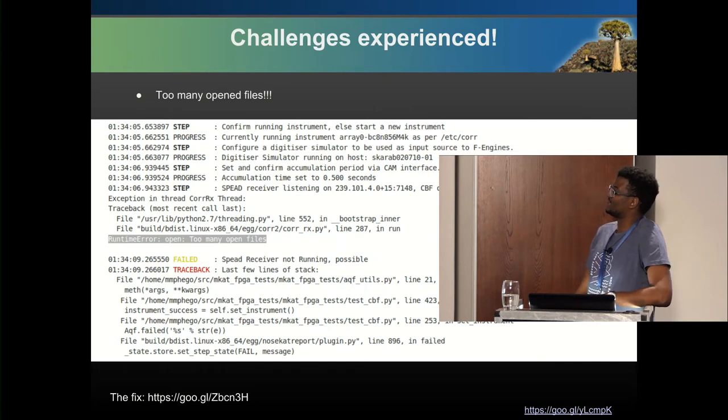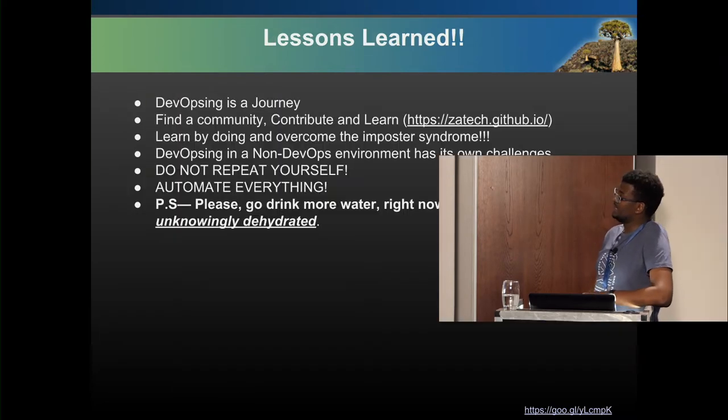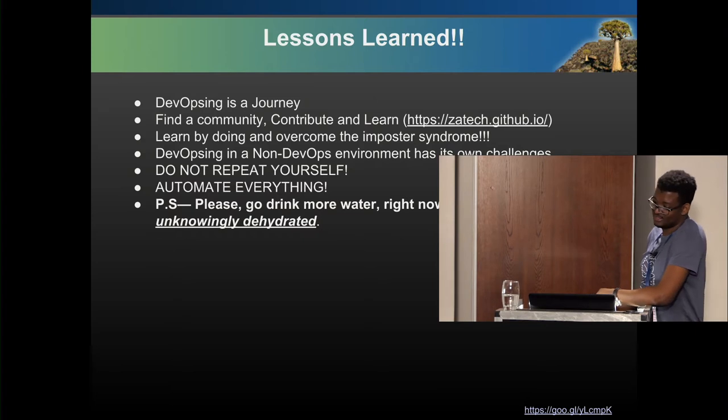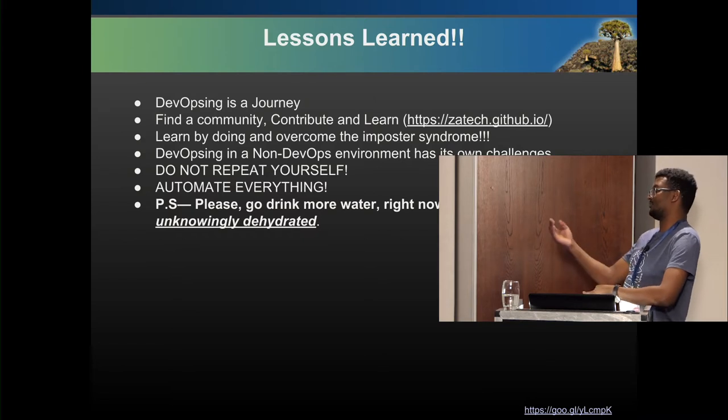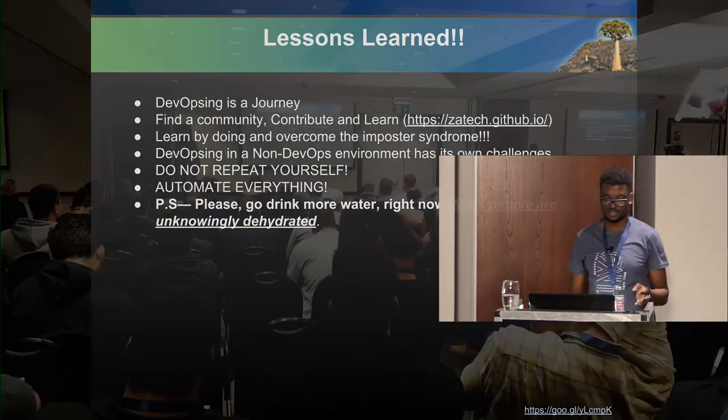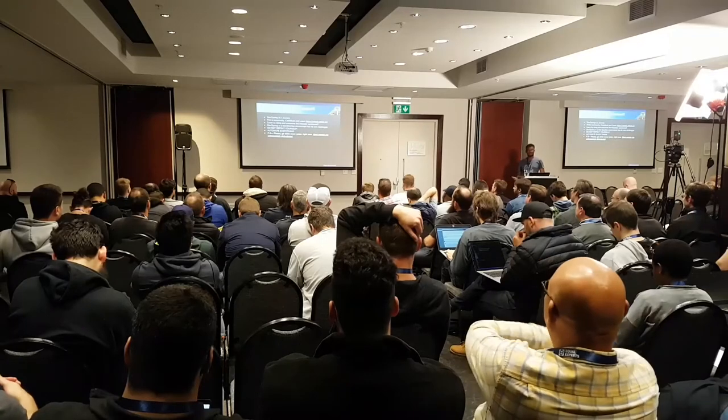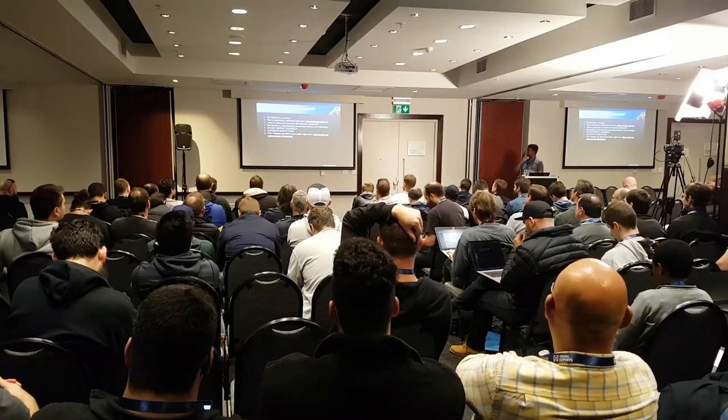So, yeah, those are the types of challenges. There's more, but due to time, I didn't really document them. So, what are the lessons that I learned across this? Well, DevOps is a journey. Like, from where we were doing everything manually and leaving the office at ungodly hours of the night, to actually getting to a point where you automate everything, it's a journey.